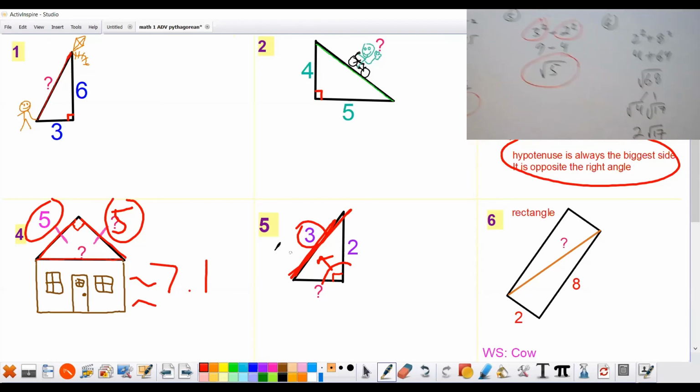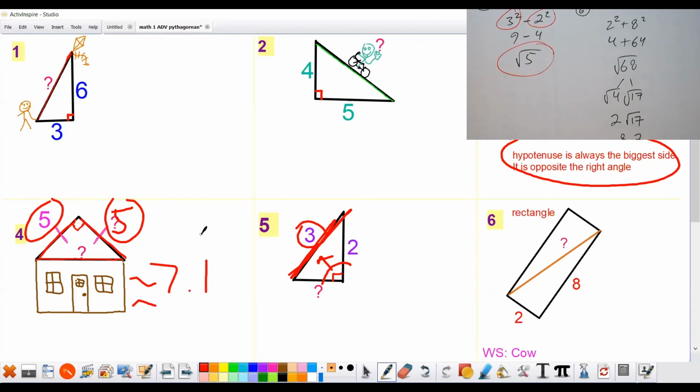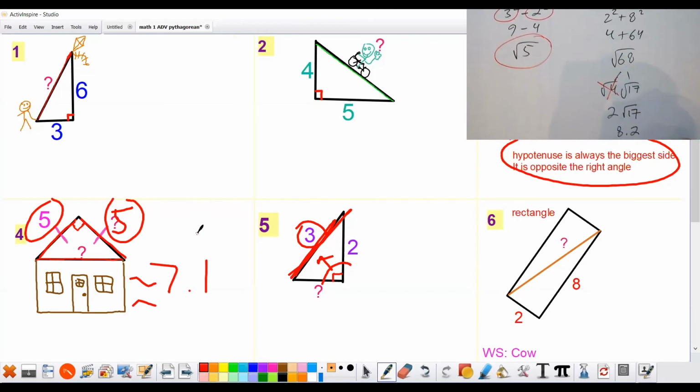And the last one, number 6, just a regular rectangle. Find the longest side. I got 68. I broke it into these two. I know the square root of 4 is 2. 2 radical 17, or 8.2.